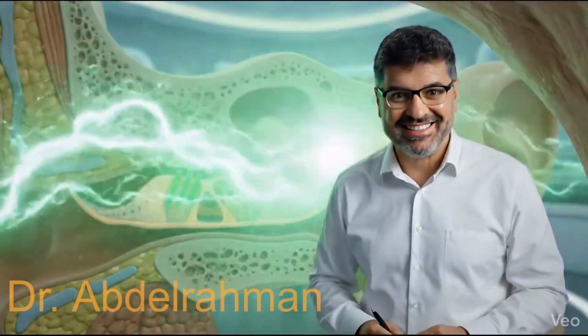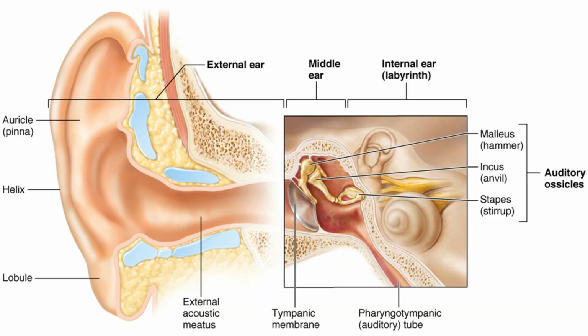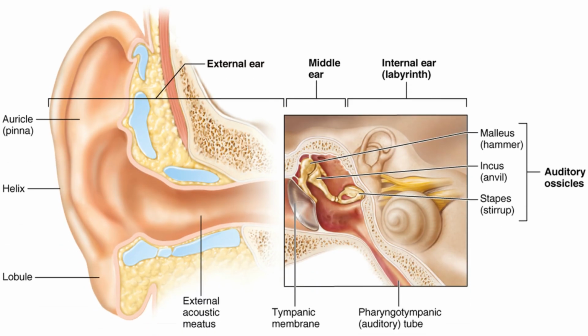Let's get started. The human ear is divided into three primary sections: the external, middle, and internal ear. Each part serves a unique and vital function, working together to capture sound waves, amplify vibrations, and translate them into signals for the brain while maintaining our sense of balance. Let's identify the structures and functions of the ear, focusing on our models and histology slides.